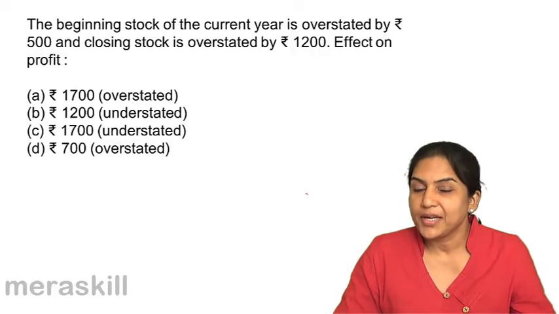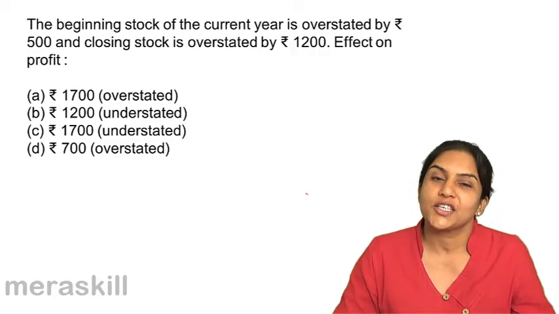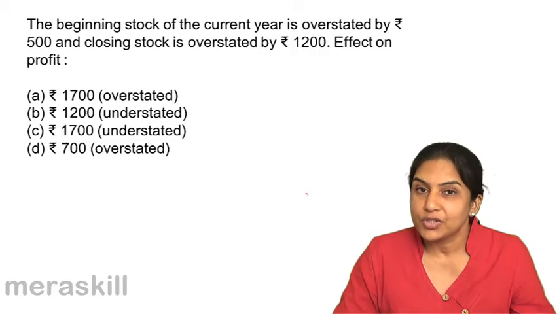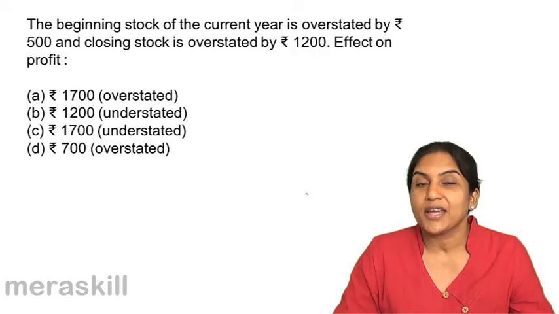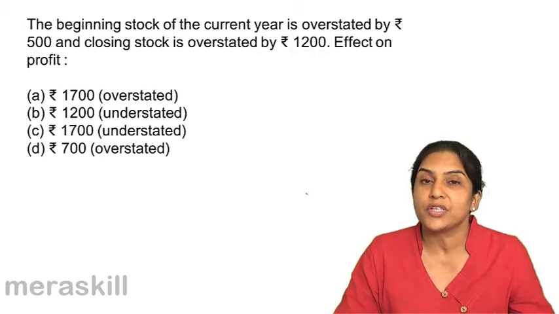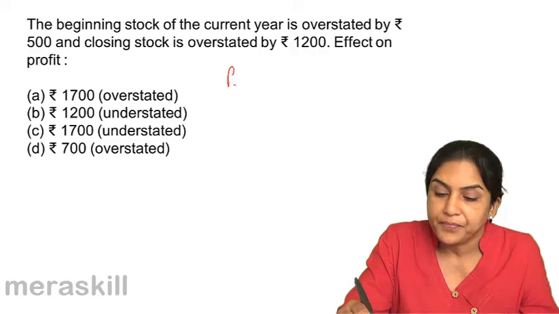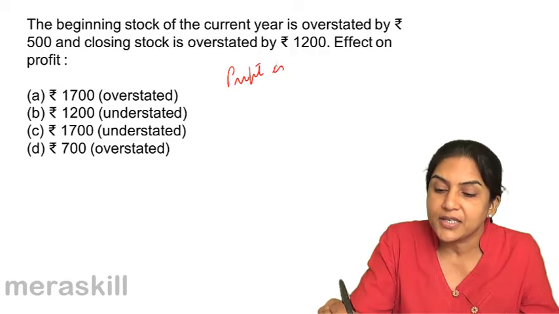Opening stock, mind you, increase in opening stock will decrease your profits because opening stock is an expense. But closing stock, increase in closing stock increases profits, decrease in closing stock decreases profits. So let us see what has happened. The beginning stock is actually overstated by 500. If opening stock is more, your profit is less. So profit is understated by 500 for the first part, right?